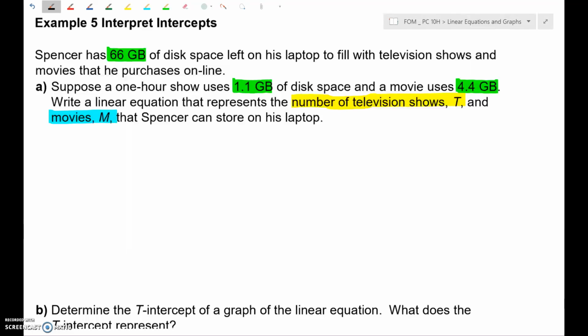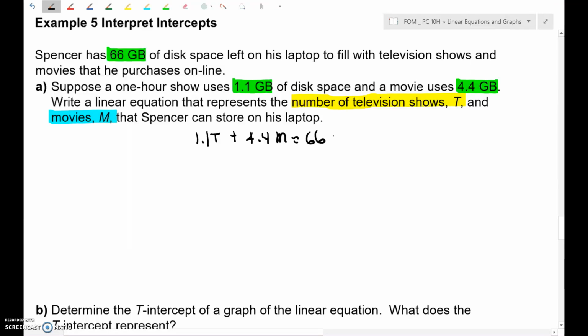Write a linear equation that represents the number of television shows T and movies M that Spencer can store on his laptop. Okay, so we know that our variable T is going to be the number of television shows, and our variable M is going to be the number of movies. Spencer has 66 gigabytes of disk space total, and every 1-hour show is 1.1 gigabytes, and every movie uses 4.4 gigabytes. So our equation will be 1.1 times T, the number of television shows, plus 4.4 times M, the number of movies, to give us 66.